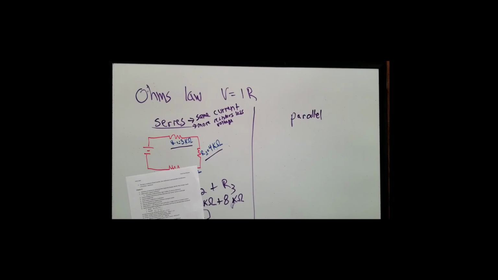Let's look over at another example with parallel. And I'm going to write this up here so I have a little bit more room to draw my pictures. So what are some keys with parallel? Well, let's draw the picture. So we have our voltage source. And let's do 3 resistors again. Remember, those squiggly lines are my resistors.